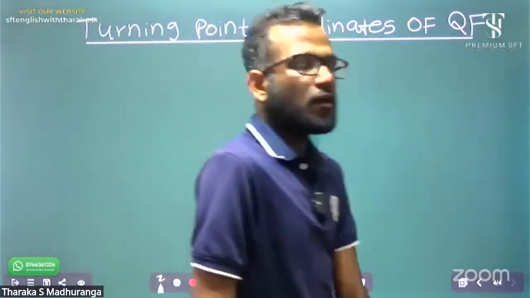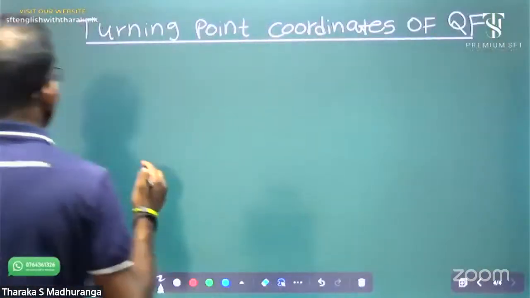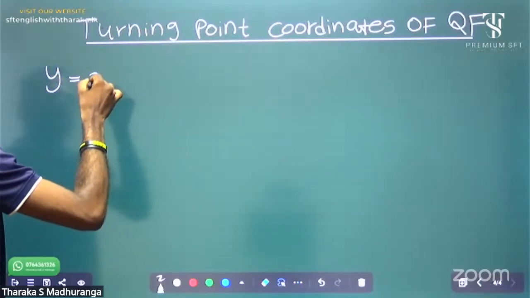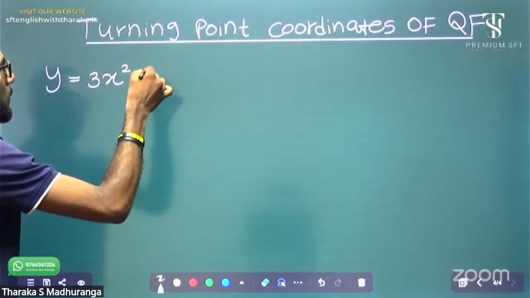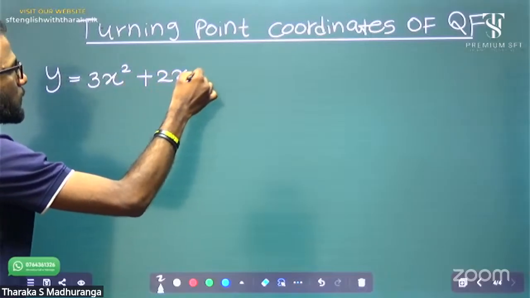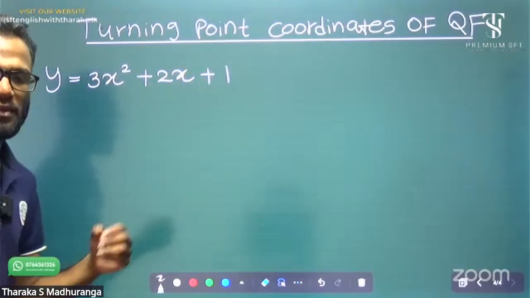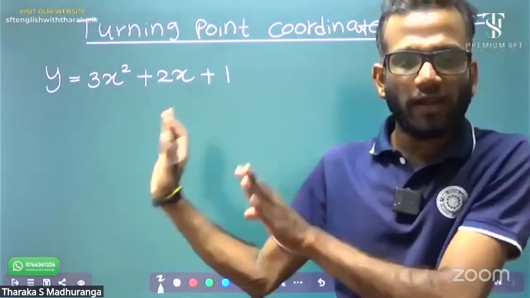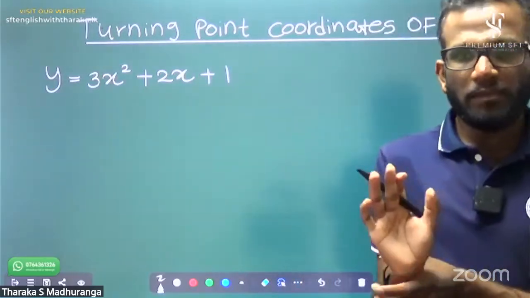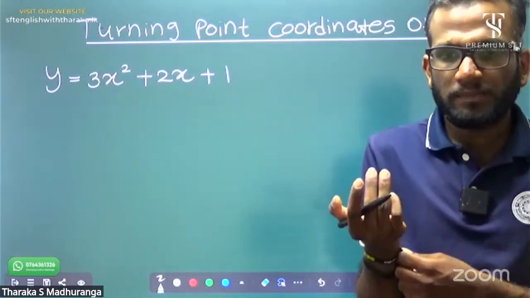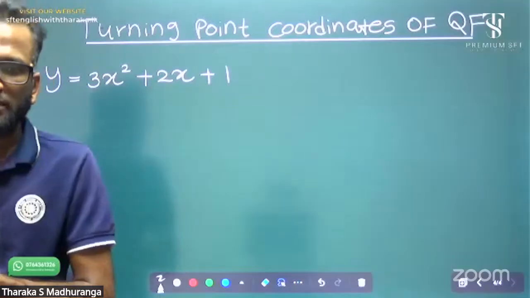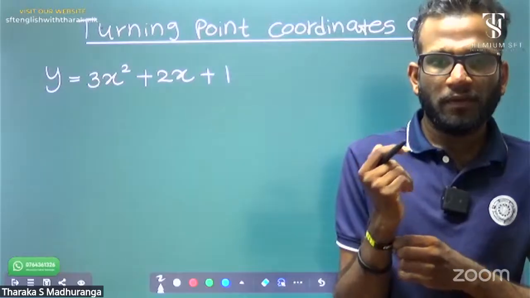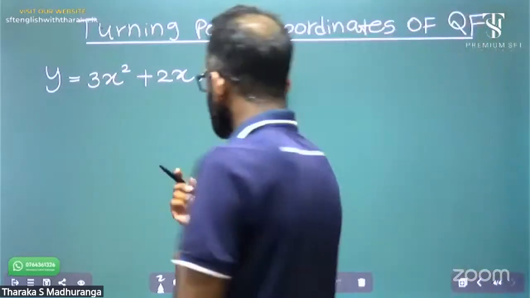Let's take an example. We have a very simple equation: y equals 3x squared plus 2x plus 1. It is a quadratic function. Tell me, is it maximum or minimum? Yes, it is a minimum graph.